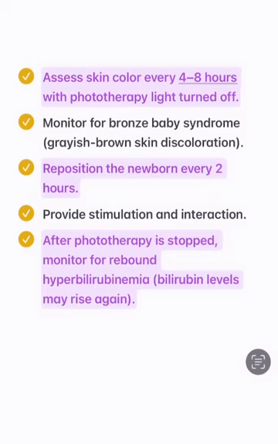So we need to assess that intermediately. And the newborn should be repositioned every 2 to 4 hours so that the patient can get adequate blood circulation in the body, and provide stimulation and interaction. That is very important. We need to interact with the newborn by taking off the eye shields, and also skin to skin contact should be maintained with the mother.